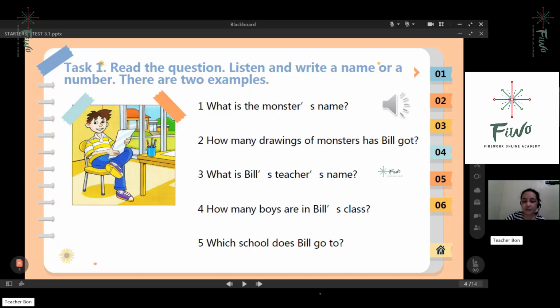Okay, number three. What is Bill's teacher's name? Please pronounce the S in Bill's. Bill's teacher's name is Rice. Okay, how many boys are in Bill's class? There are 20 boys in the class. So the answer is 20. No girls, but there are 20 boys.